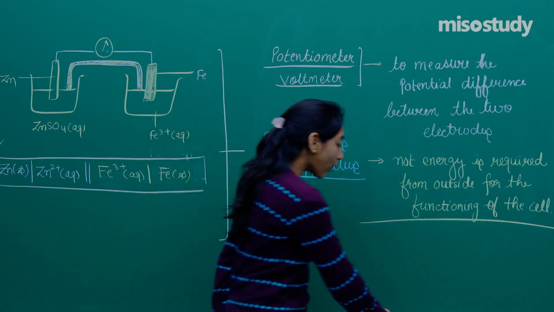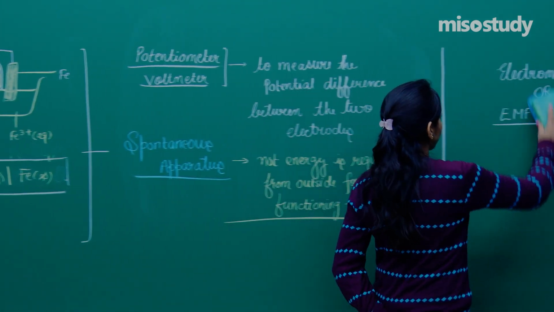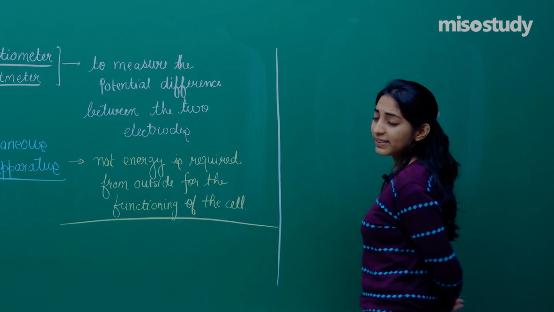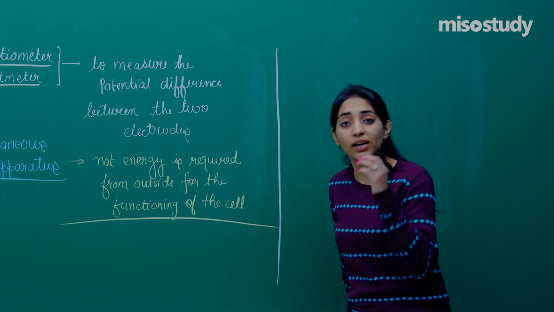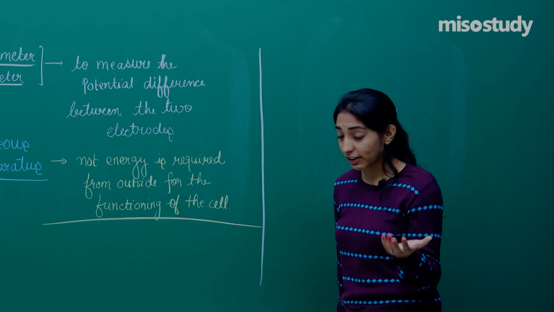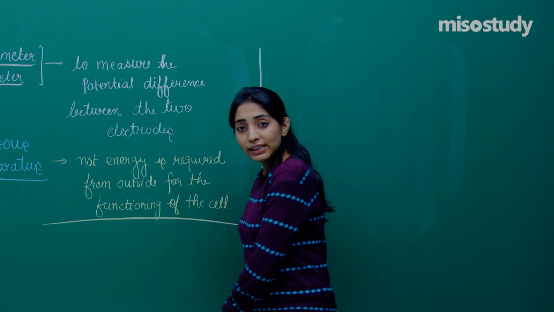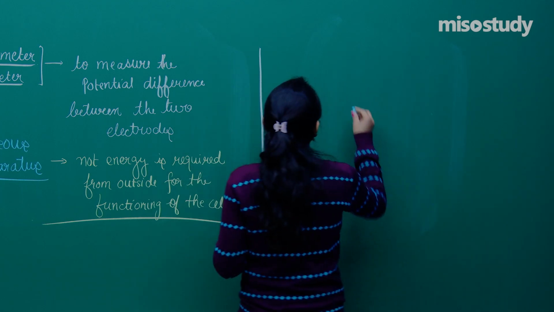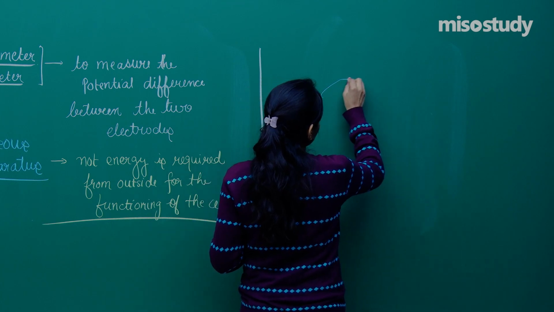Okay. Now see carefully. I told you, right, that an electrochemical cell is nothing but an apparatus with the help of which electrical energy can be generated. Now you would have seen, right, we use those batteries, the blue colored batteries which are there. They look something like this.